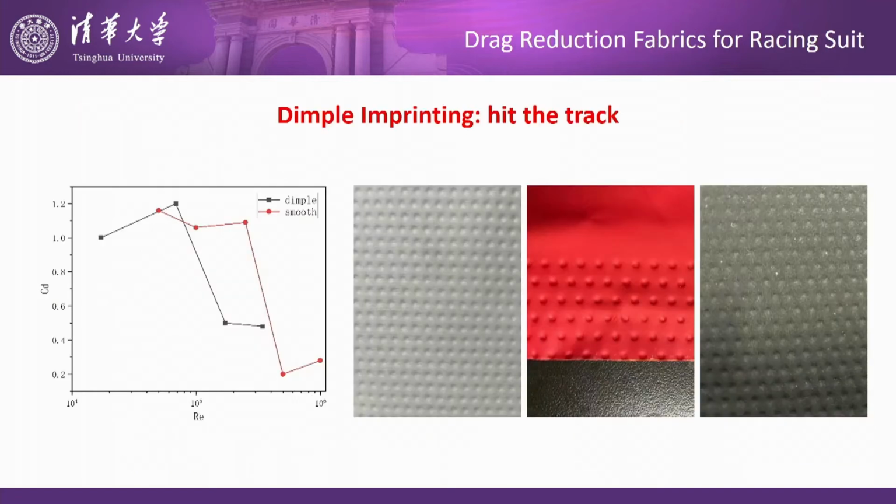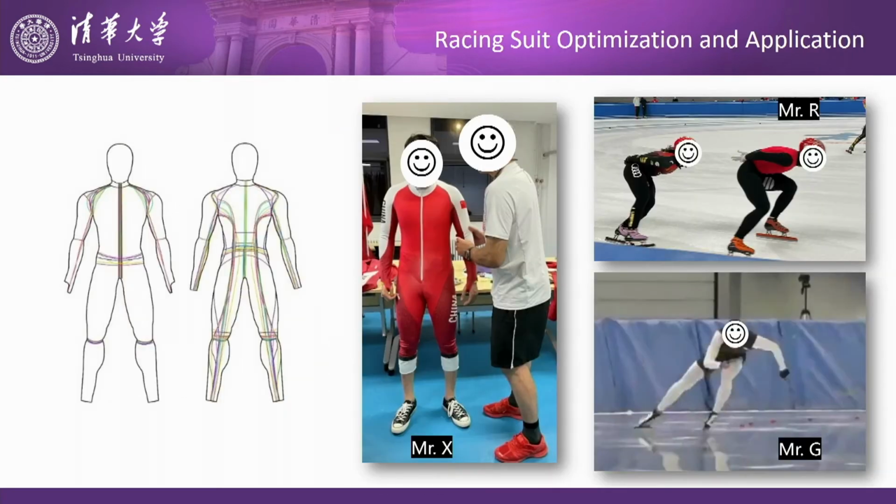Also, we developed the dimple imprinting technology, so it's not limited to the materials, not limited to the thickness. And we have this test result, and with cooperation with Beijing Institute of Fashion Technology, this suit already got into the field. Okay. And they already use these drag reduction suits in the matches.